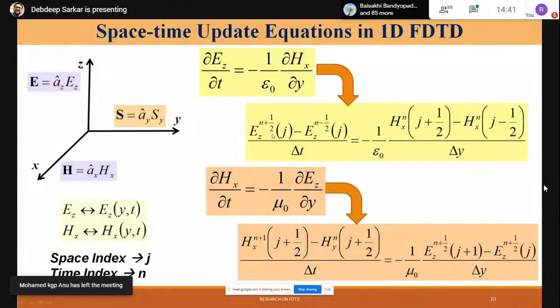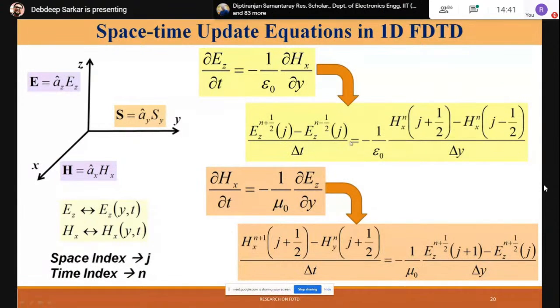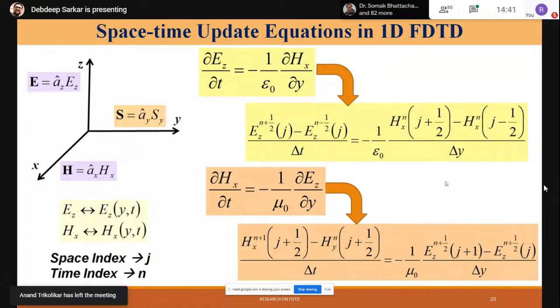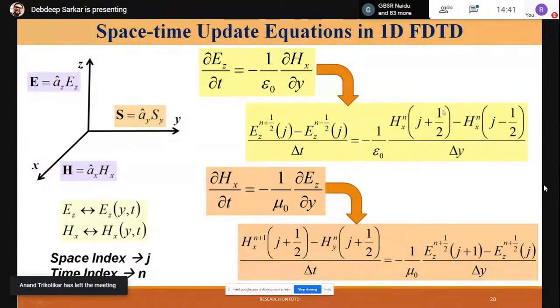Now you can ask me, why this discrimination between Ez and Hx? For Ez, I denote the time indices by n plus half and n minus half, so the half factor comes with respect to time, but in terms of space it is j plus 1 or like this. But for Hx, the time indices are n plus 1, so the half is gone there, but that half reappears in the space index. So why do we do that?